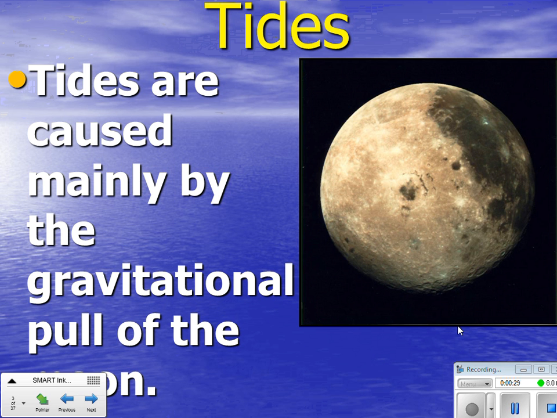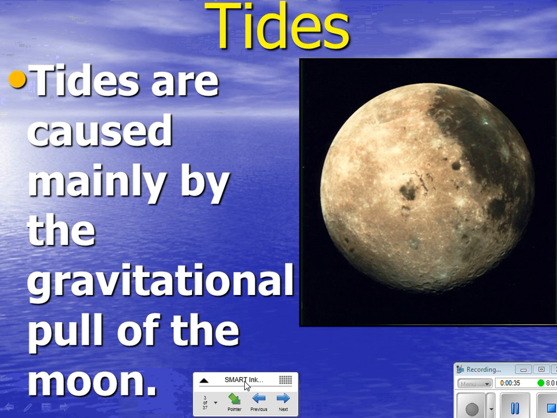The tides are caused mainly by the gravitational pull of the moon. And again, this is something that's really important for you to remember because most people don't think about this. And it's really the moon and the gravitational pull between the moon and the earth that tugs on the water to create the tides.